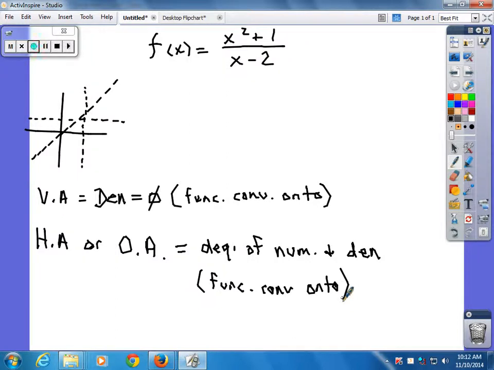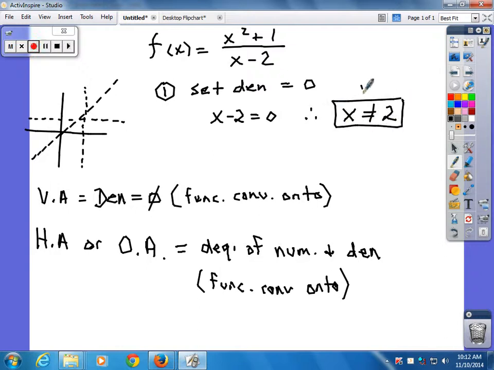So the first thing you do is set the denominator equal to 0. That's x minus 2 is equal to 0. Therefore, x cannot equal what? Positive 2. So all real numbers except x cannot equal positive 2. Because if you plug positive 2 into this function, it's going to blow up. In other words, it's not going to work. So there is our vertical asymptote. We'll highlight that as the vertical asymptote.